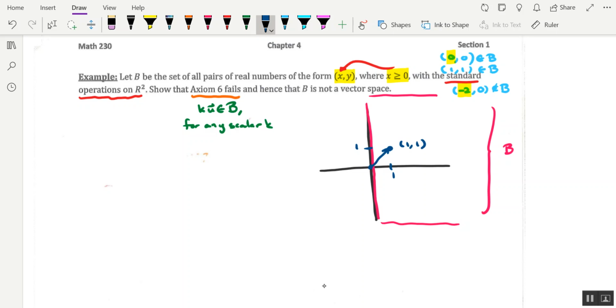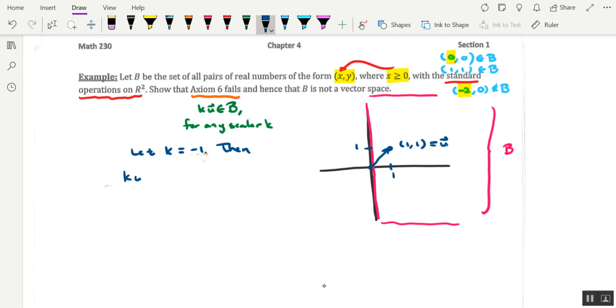Would there be a scalar that I could multiply 1, 1 by in order to take it out of the set B? And the answer to that is a resounding yes. In fact, there are many scalars that we could multiply to this object, which let me call this u. In fact, any scalar that's less than 0 is going to take this vector outside of these two quadrants of the coordinate plane. So what does that all mean? Well, I'm going to say let k, and I'm just going to pick one negative value. Let's say let k equal negative 1.